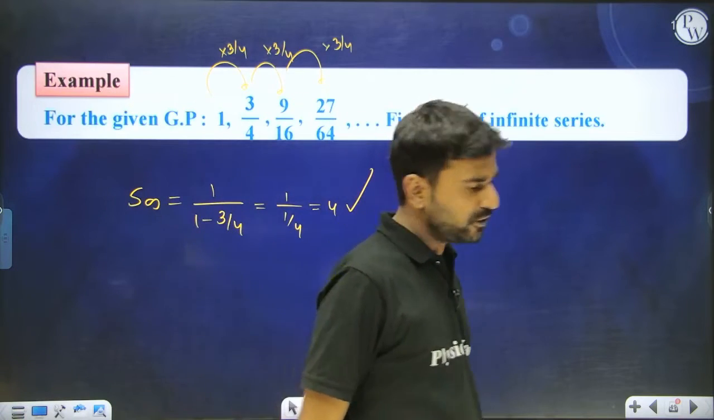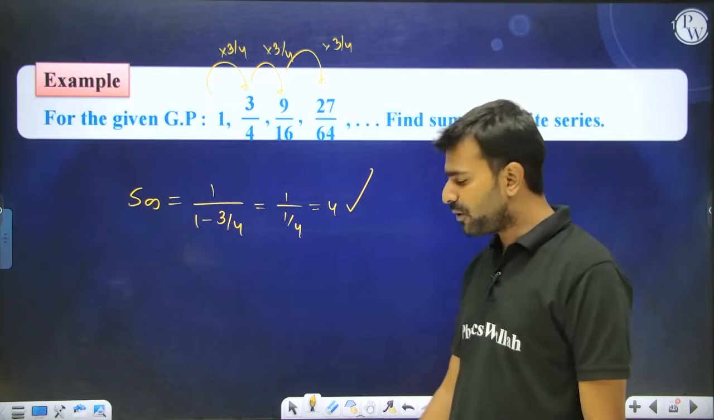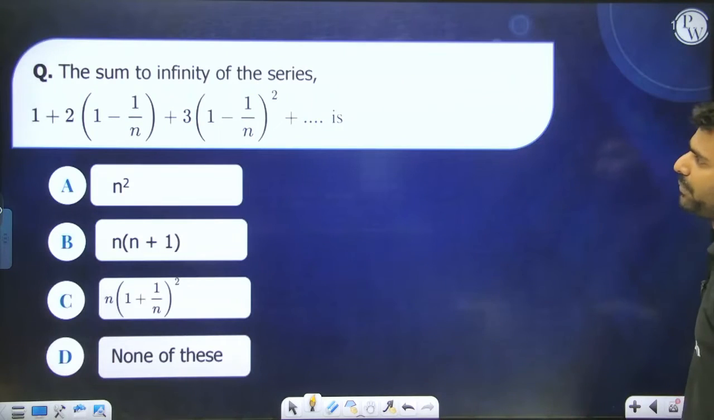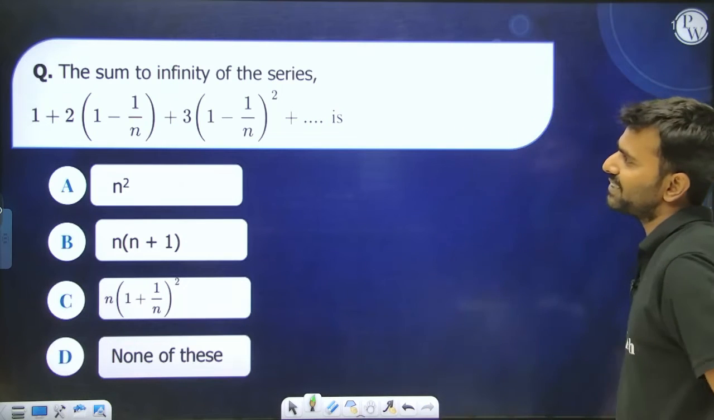Here the first term is 1 and the common ratio is r, so the sum of infinite terms is going to be first term upon 1 minus common ratio. Always keep this in mind, okay.